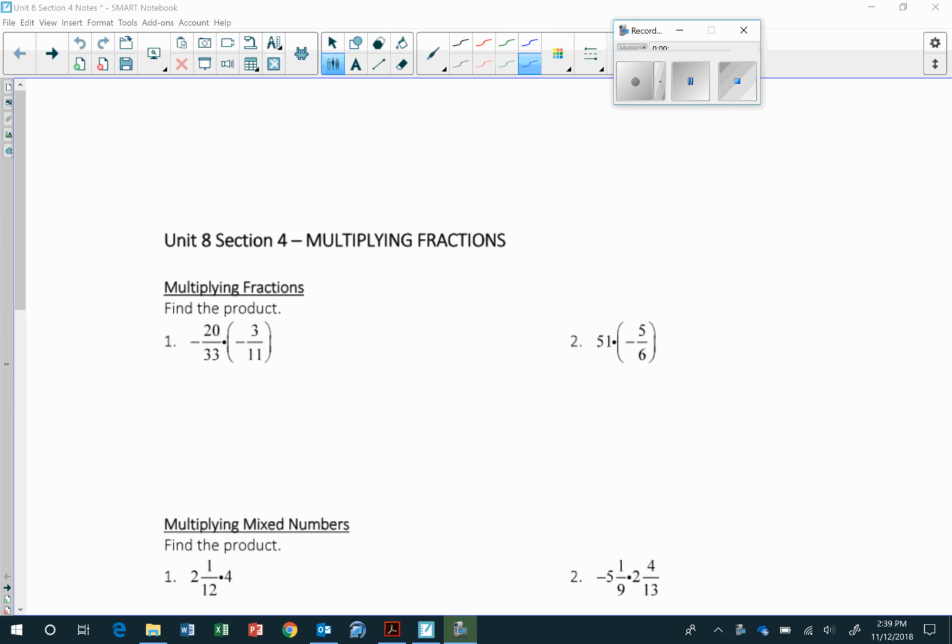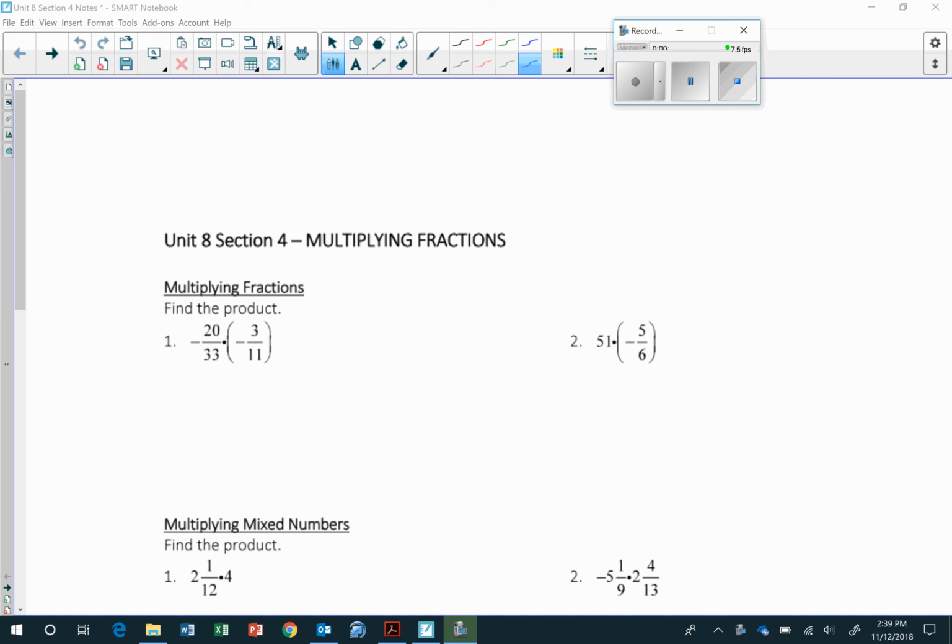In section 4, we are moving on to multiplying fractions. Again, just like the sections before this, we'll start with a review of some basic multiplying fractions, and then we'll move on to ones that involve simplifying variable expressions. So the first section just says to multiply fractions.